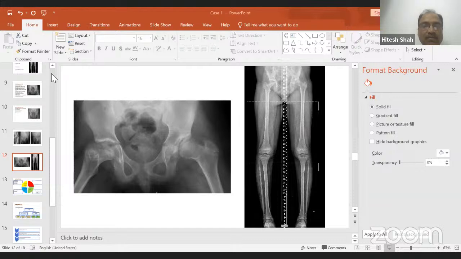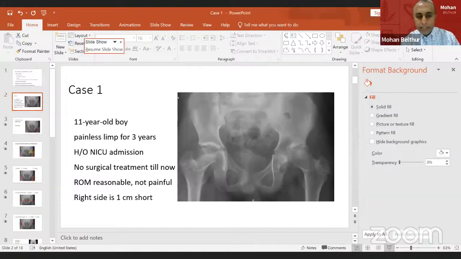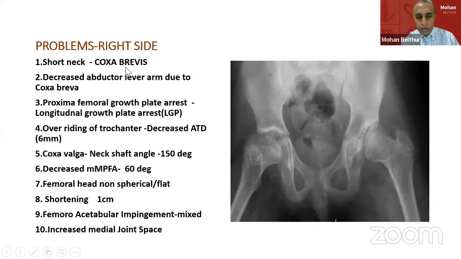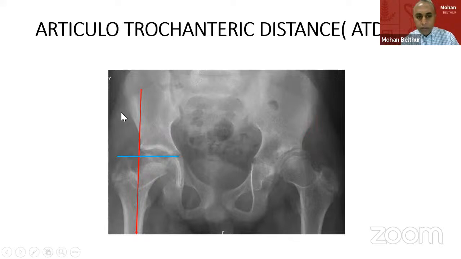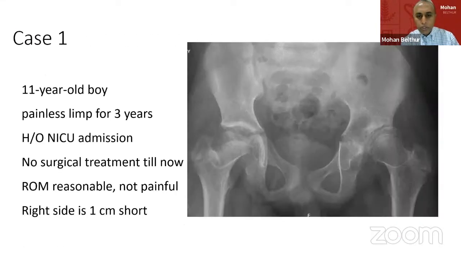So my solution would be, if you want to go back to the AP X-ray, a safe surgical dislocation and a trochanteric osteotomy, followed by osteochondroplasty. I am not going to do a Marshall osteotomy in this case because the femoral head was sitting better in abduction. So I would probably just do a varus.